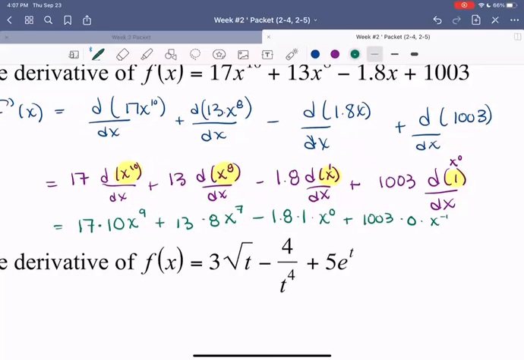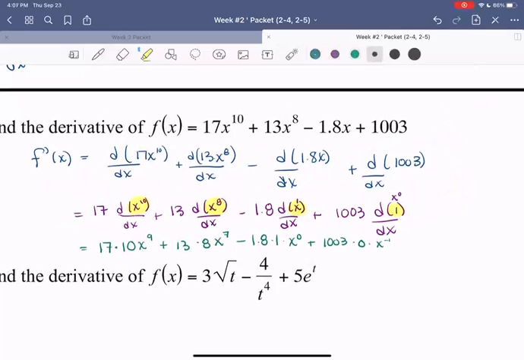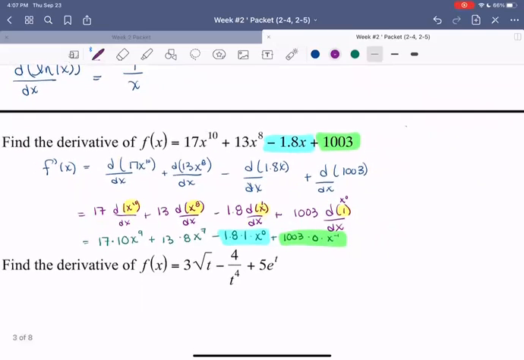A couple of things I want us to observe here. Looking back at our work, when we just have a constant times x, the derivative is just that constant, 1.8. If we have a constant, like 1003, the derivative is that 1003 times 0, so that just becomes 0. So a few things to note here: the derivative of a constant times x is equal to that constant, and we saw that in the previous video with that example. And the derivative of a constant is 0. Those are some shorthands or shortcuts that we can also use.